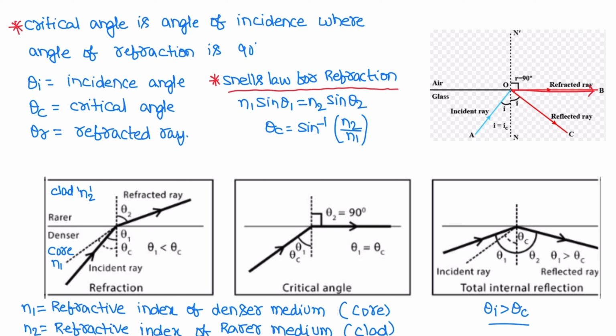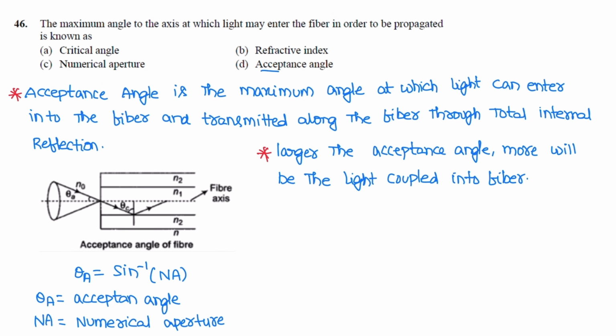According to Snell's law, n1 sin theta 1 is equal to n2 sin theta 2. If theta I is equal to theta c, then the critical angle is sine inverse of n2 by n1, because theta 2 is 90 degrees and sine 90 is 1. So the maximum angle to the axis at which light may enter the fiber in order to be propagated in the fiber is known as the acceptance angle. Correct option is D. Next question.